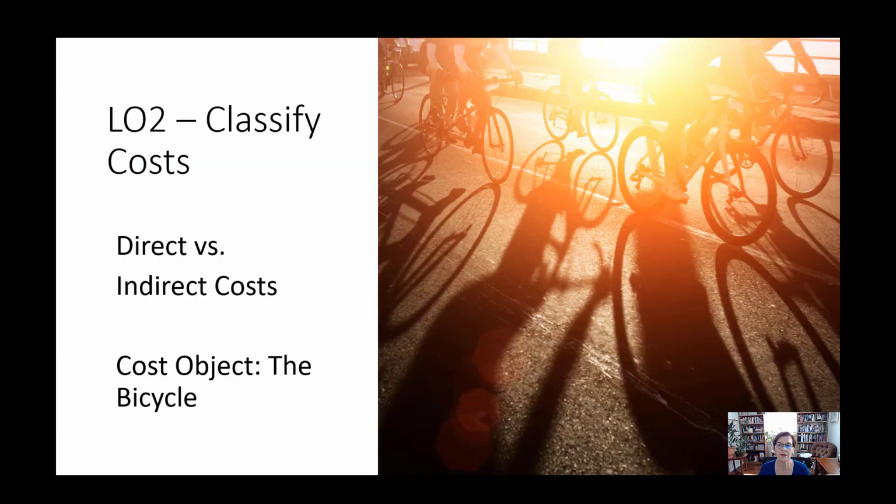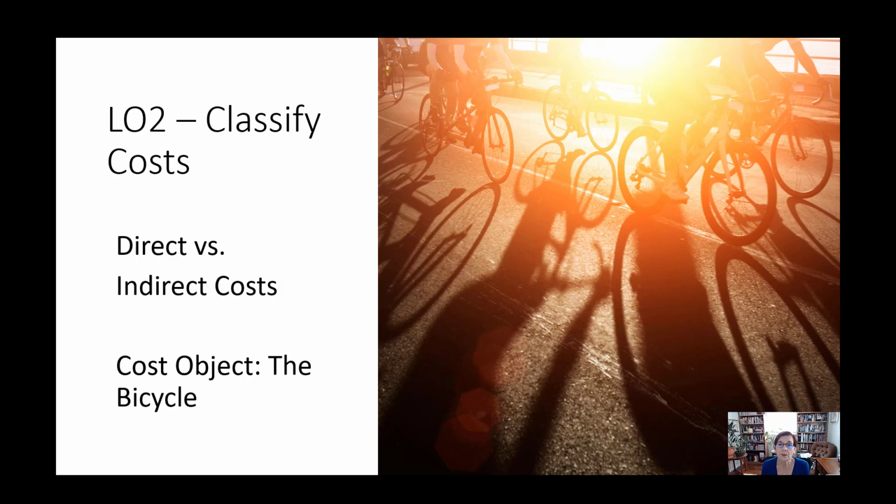All right, so now let's talk about direct versus indirect costs. And we'll use bicycles as an example. I grew up working in a bicycle store. Our family had a bicycle business, so I'm very familiar with bicycles. That's one of my favorite examples to use. So let's look at first direct versus indirect costs. And the cost object here, which is the place where we're trying to trace costs to, is going to be the bicycle. So a direct cost would be any cost that we can easily trace to one bicycle.